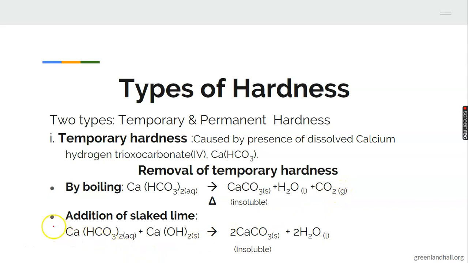Then the next way you can remove temporary hardness is to add slaked lime. Slaked lime is our calcium hydroxide. When you add this, it gives you 2 moles of limestone, which is calcium trioxocarbonate 4, and also water. This is insoluble, so it can be filtered off, then you get your good water, which is free of hardness.